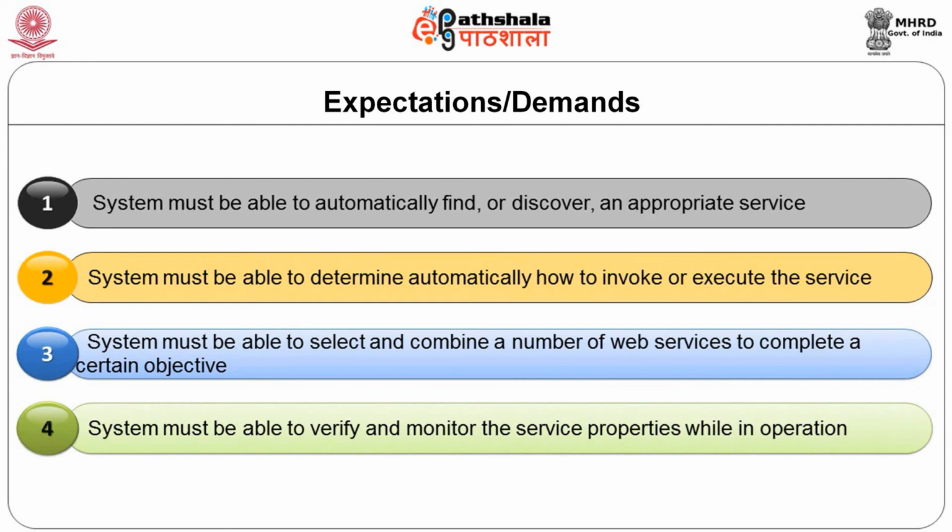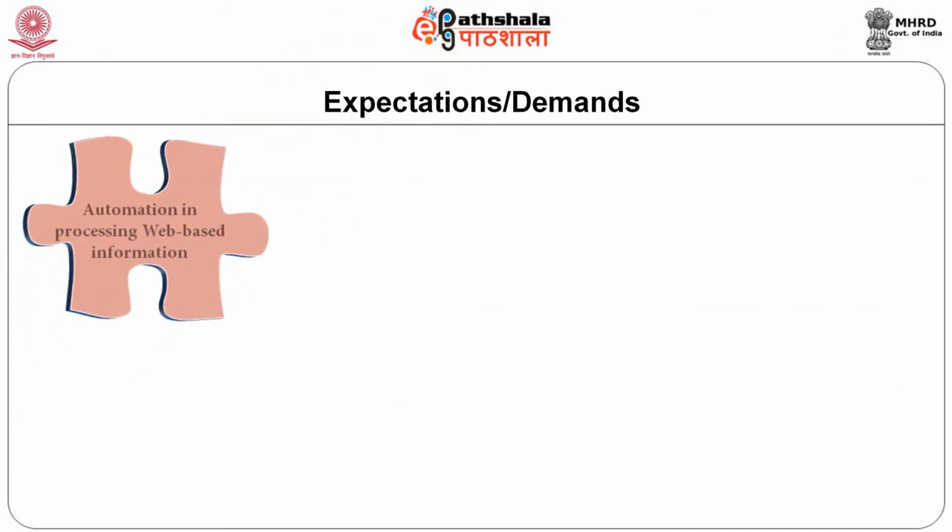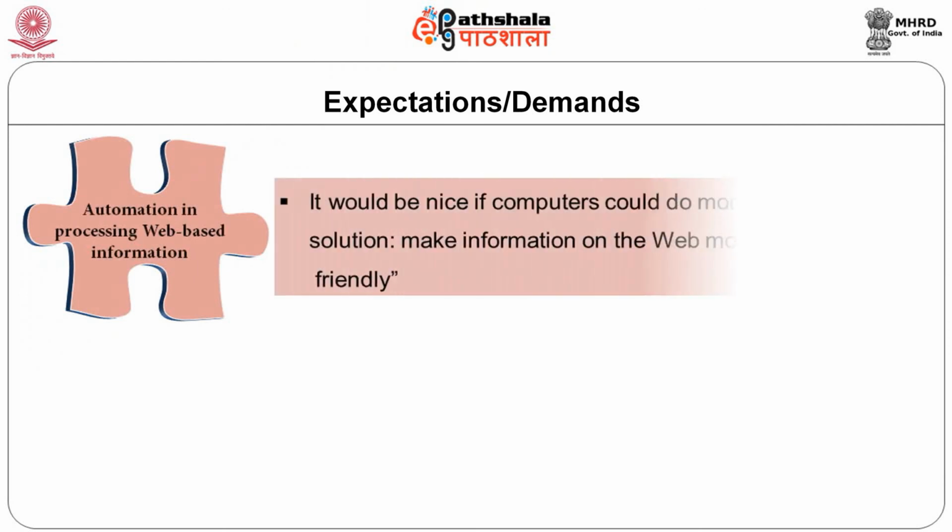Now the motivations for the semantic web are manifold, but here we discuss mainly two: automation in processing web-based information, and interoperability of web-based information. What we mean by automation in processing web-based information is that it would be nice if computers could do more on the web.